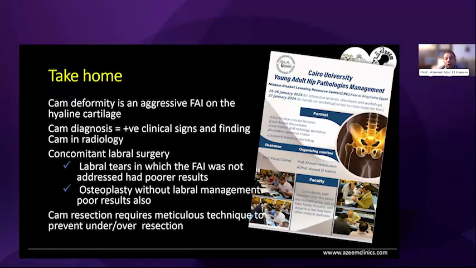So our take-home message is that CAM deformity is an aggressive femoroacetabular impingement on the hyaline cartilage. To diagnose a femoroacetabular impingement with a CAM, you have to have very good positive clinical signs as well as findings in the radiology, the two together. Concomitant labral surgery, for labral tears in which the femoroacetabular impingement was not addressed, has poorer results. Osteoplasty without labral management also has poorer results, so you have to do both. CAM resection requires meticulous technique to prevent under or over resection.